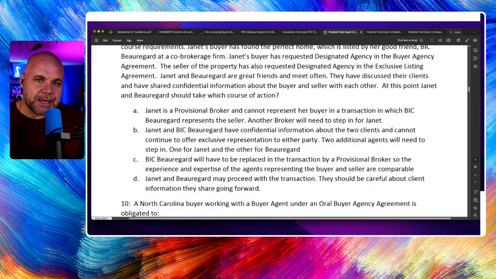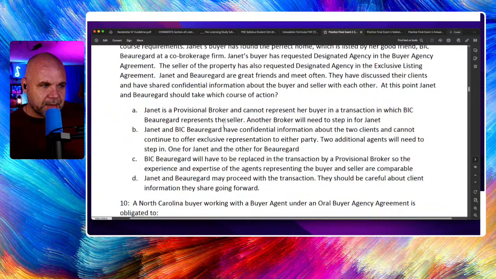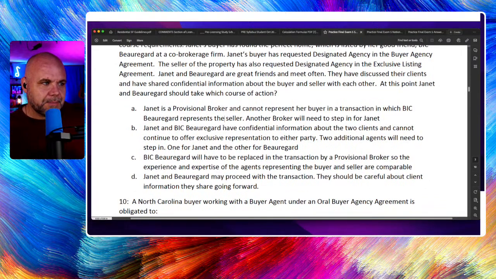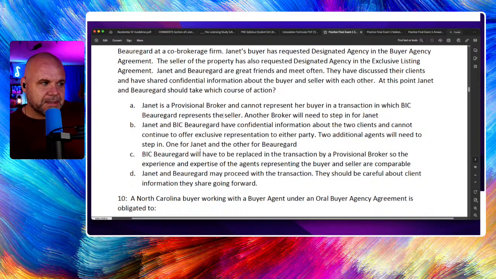Anything related to dual agency is not the right answer because it's co-brokerage. They said the word co-brokerage, not the same firm. Janet's a provisional, cannot represent her buyer up against a BIC. It's not her BIC, so A is wrong. Janet and BIC Beauregard have confidential information and cannot continue to offer exclusive representation, blah, blah, blah. That is also another dual agency type answer, not applicable.